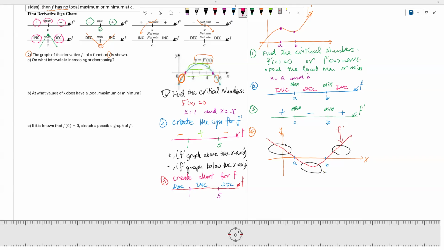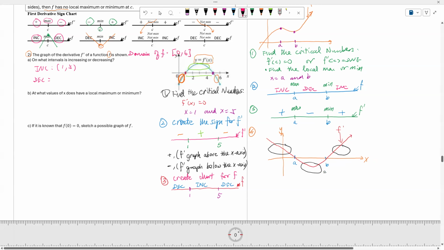So, on what interval is it increasing or decreasing? We know that increasing is actually from 1 to 5. Then decreasing, okay. Again, for this function f, the domain of f is between 0 and 6, right? Based on the information that we have here. So then decreasing will be from 0 to 1, union with 5 to 6, okay?